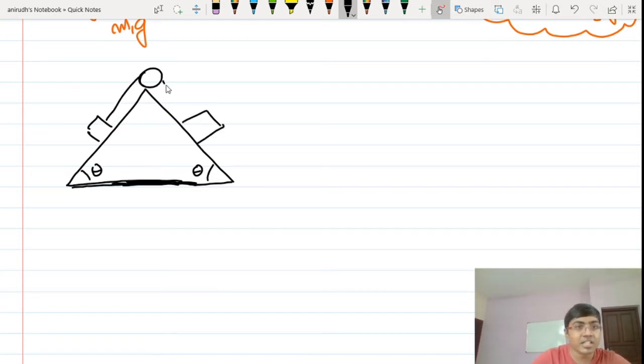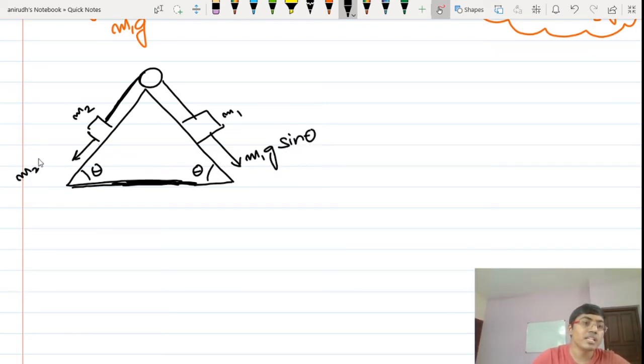It's a little difficult to draw with a drawing tab for a non-artist like me, but yes, I will make this out somehow. This is m2 and this is m1, and obviously we know that this force is m1 g sin theta. So this will be equal to m2 g sin theta. Again my assumption is that the pulley is massless and frictionless, so the tension across the pulley will be equal, and that will be T.